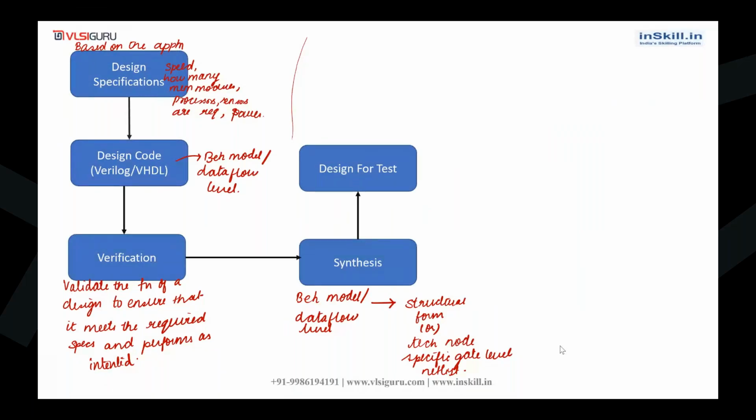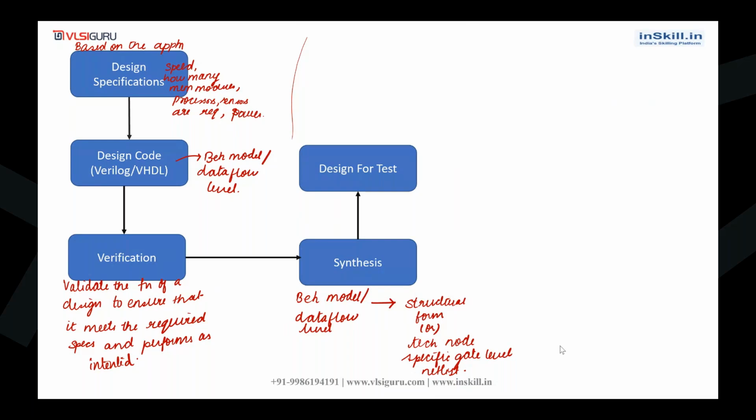So design for testability team, that is the DFT team. We insert certain test structures into the design during the pre-silicon stage to facilitate the detection of manufacturing defects in the chip. We'll try to explore more on design for testability in the upcoming slides.